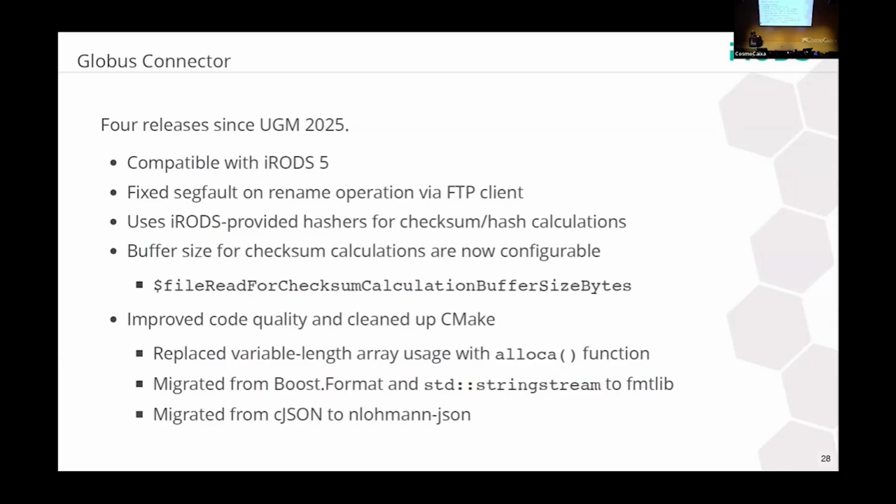And then finally, there are some code improvements that were made. Variable length arrays were updated to the alloca function. Boost format and string stream were updated to the format library, and cJSON was updated to nlohmann JSON.